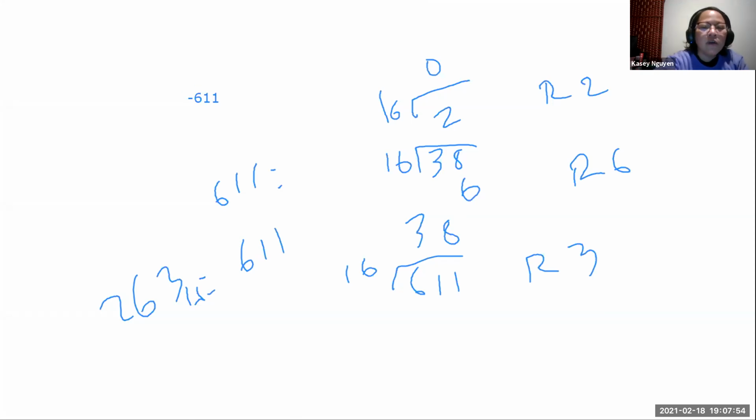Okay, so we're going to start with the 2 and then the 6. So 15 minus 2 gives you 13. And then 15 minus 6 gives you 9. And then 15 minus 3 gives you 12.